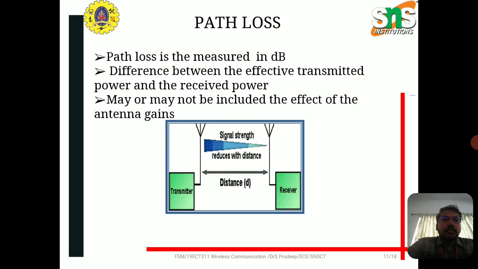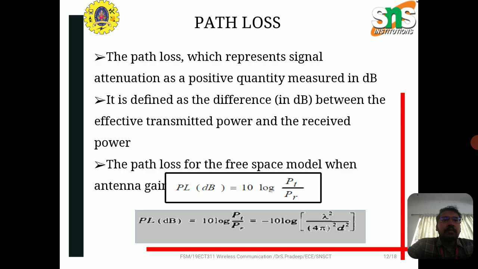Path loss. Path loss is measured in dB. It is the difference between the effective transmitted power and the received power, and may or may not include the effect of the antenna gains. The path loss, which represents signal attenuation as a positive quantity measured in dB, is defined as the difference between the effective transmitted power and the received power. The path loss for the free space model when antenna gains are included is given by PL equals 10 log Pt by Pr.